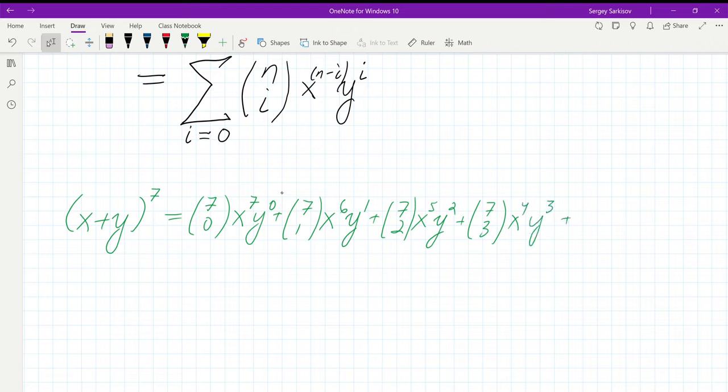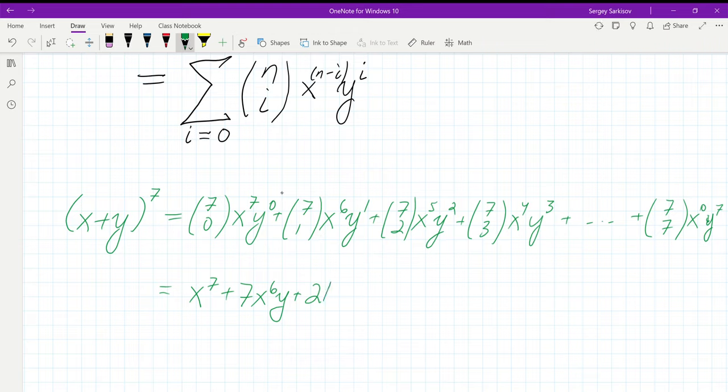And so we finally get to 7 choose 7, of the x to the 0th, now y to the 7th. It's basically just y to the 7th. So let me quickly write this out. That's a 1, so x to the 7th, and y to the 0th goes away, so this is a 1 also. So x to the 7th plus 7 x to the 6th y, plus 21. 7 choose 2 is 21. We saw that in Pascal's triangle.